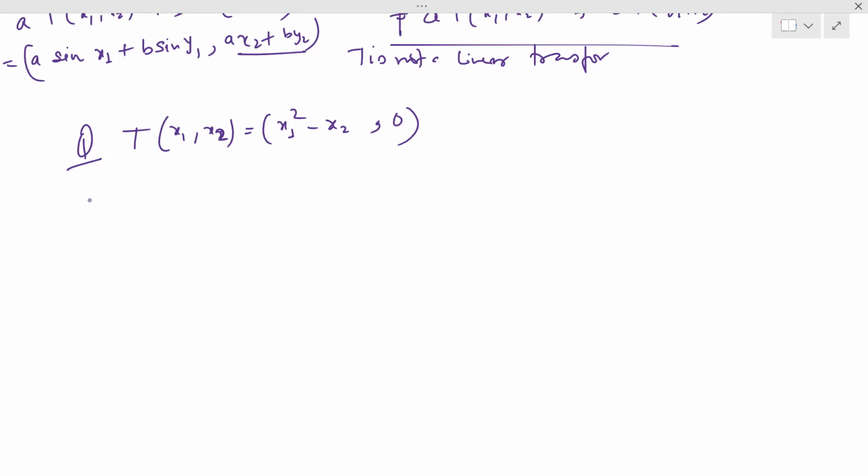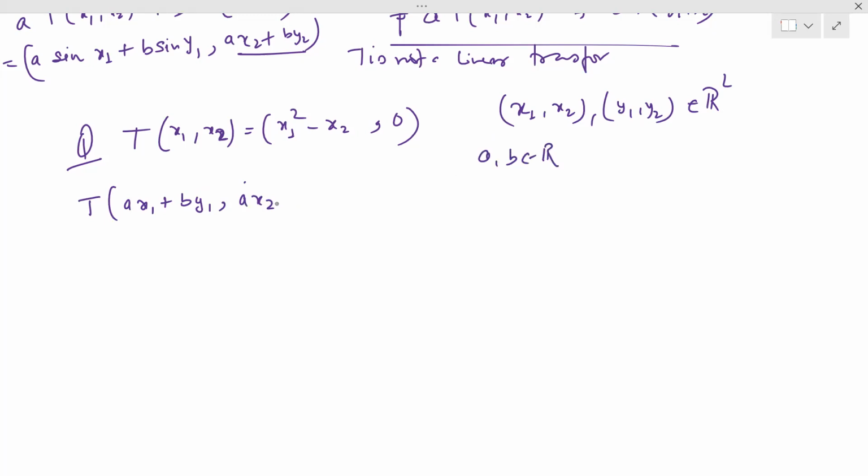So again, the method to check this is what? I'm going to take two vectors, x1, x2 and another vector y1, y2. They both belong to R square. Let us write T of a x1 plus b y1, comma, a x2 plus b y2, where a and b belong to R. Let us see whether it works or not. So what is it going to yield me? It is going to yield me (ax1 plus by1) whole squared minus ax2 minus by2, comma, 0. This is what it is going to yield me, isn't it?